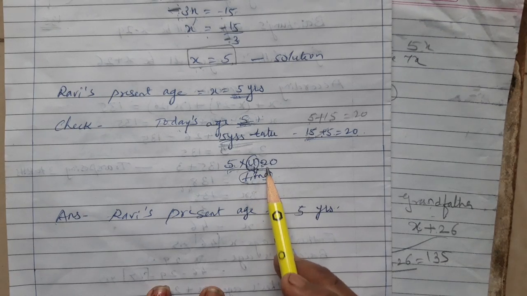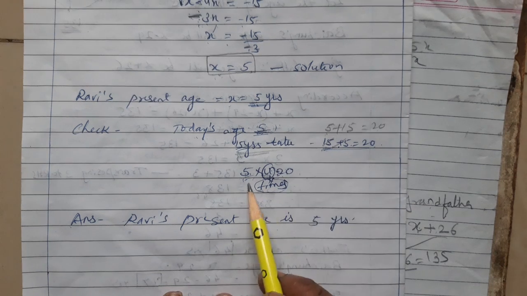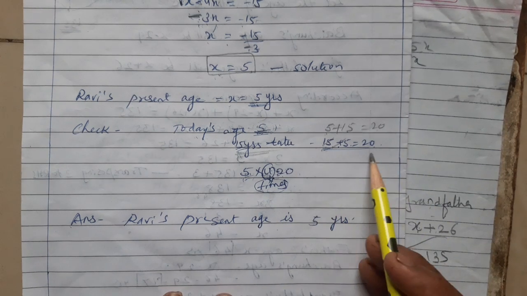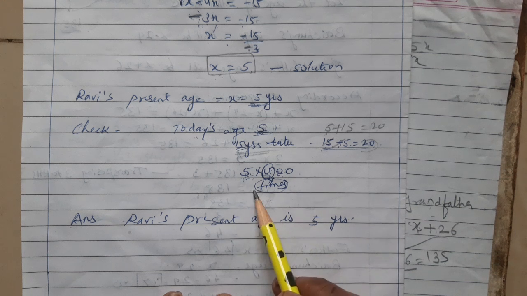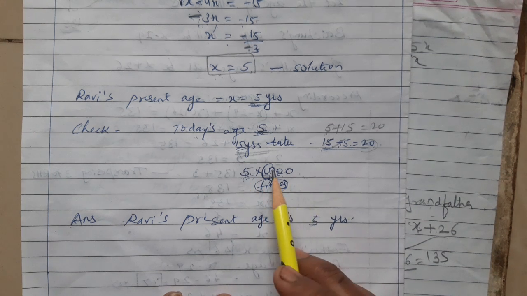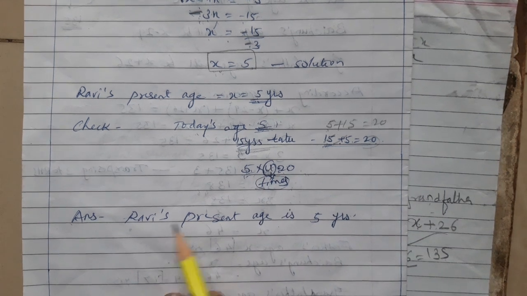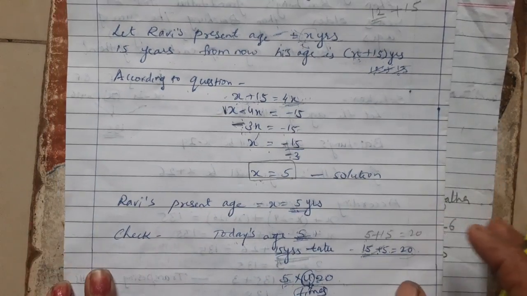5 4s are 20, correct? So 5 4 times is 20. Which means after 15 years, his age will be 4 times his present age. So we have got the correct answer. Present age is 5. After 15 years, it will be 4 times. So 5 4s are 20. Which means Ravi's present age is 5 years. So here we complete sum number 12.